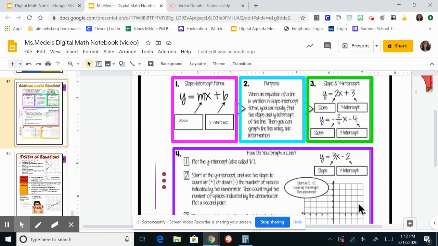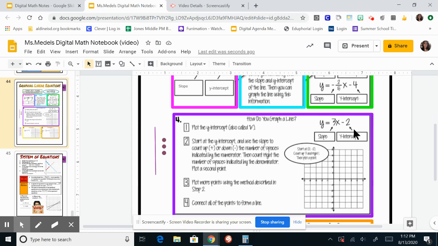Okay, so how do you graph a line? So here's my line. y is equal to 3x minus 2. The first thing you need to do is identify the slope and the y-intercept. We're actually going to start with plotting the y-intercept, or the b. My y-intercept, because it's minus 2, is going to be negative 2. So I'm going to take one of my dots and go to negative 2. Okay, there is my first dot.